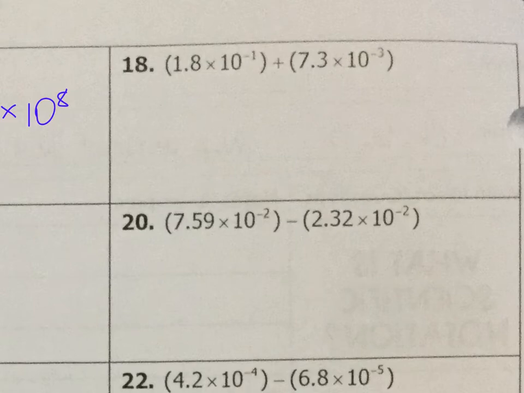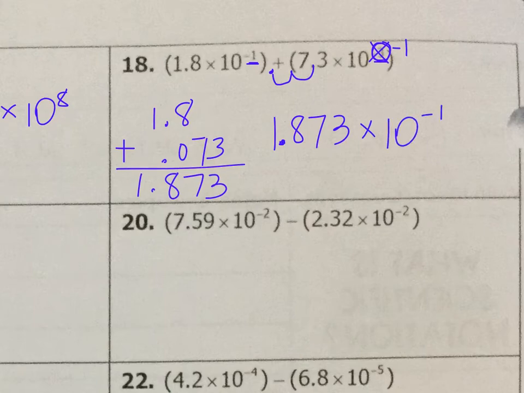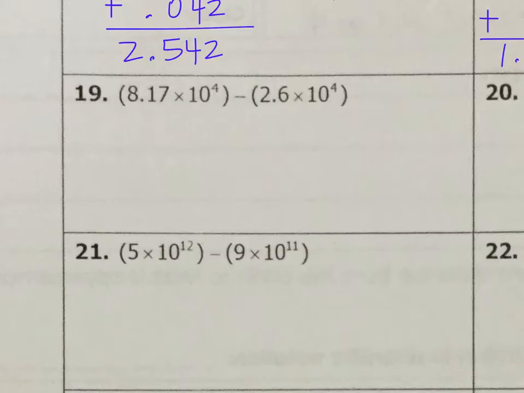Okay, this one is similar. I got a -1 and a -3. I need that -3 to become a -1. I do that by adding 2. 1, 2 to the left. Now it's a -1. So I've got 1.8 plus 0.073, 1.873 times 10 to the negative 1. So I hope that the addition ones are pretty easy. And now we're going to do subtraction, because that's what's going on between these.